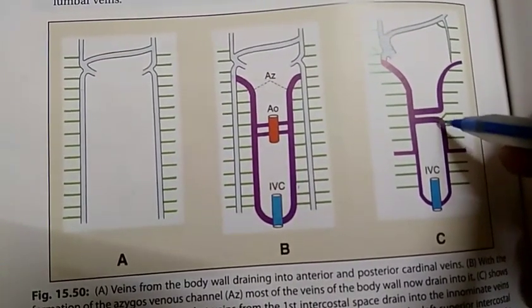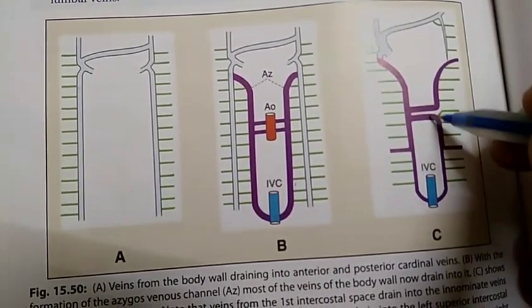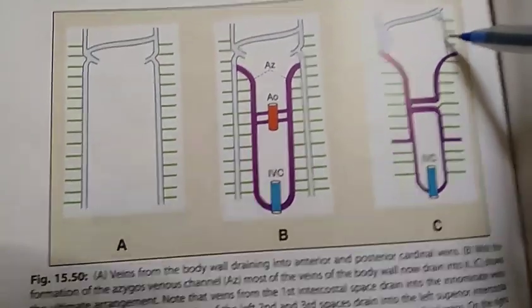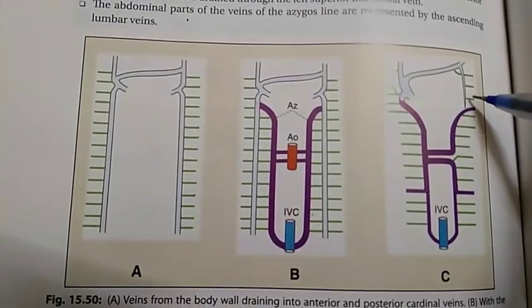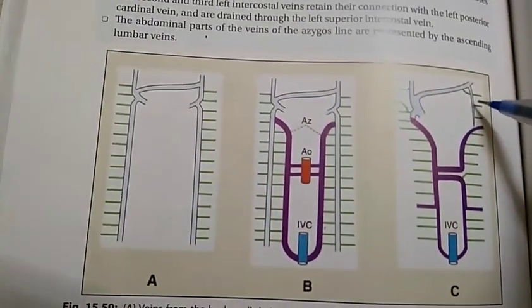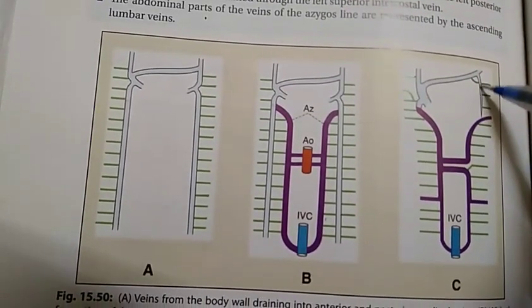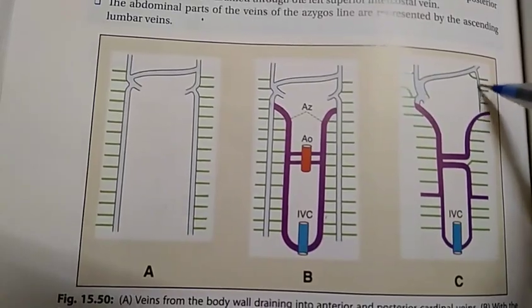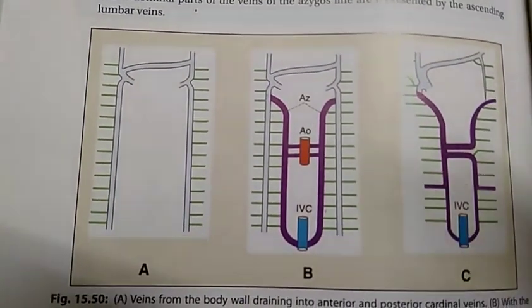The portion of the left azygous venous line between the two anastomoses regresses. The second and third left intercostal veins retain their connection with the left posterior cardinal vein. That's why they drain into the left superior intercostal vein.